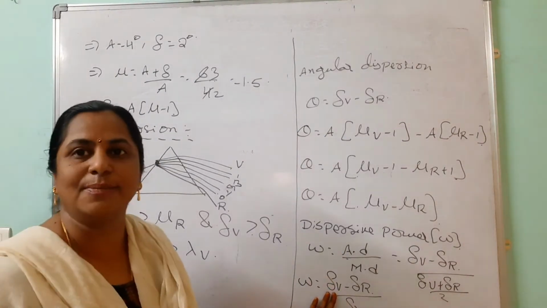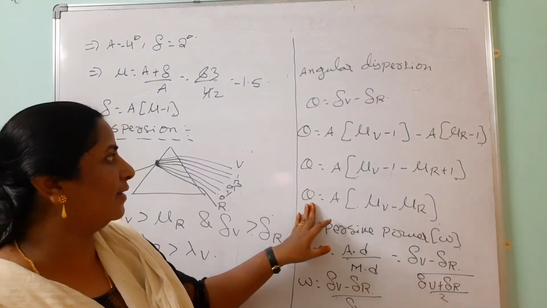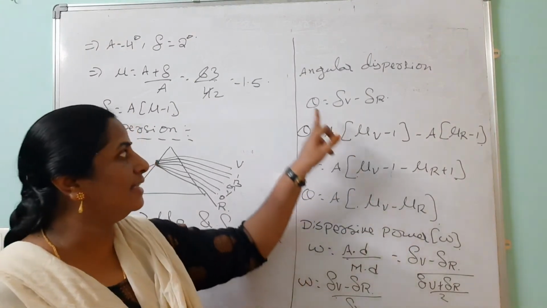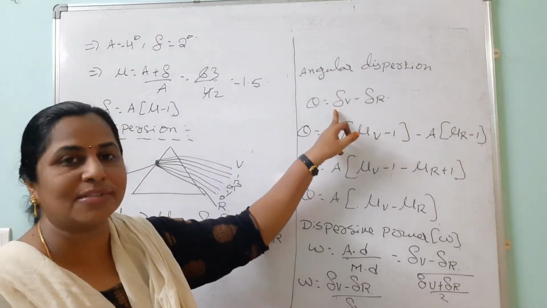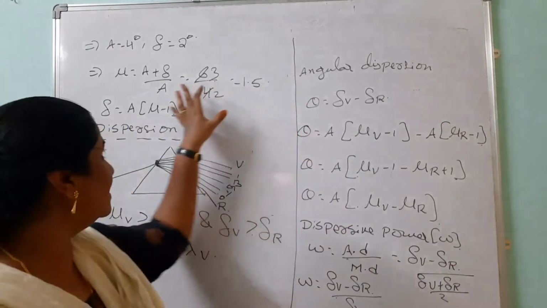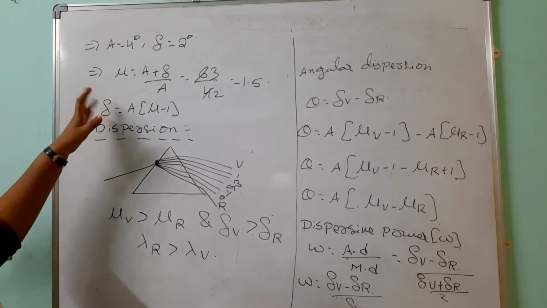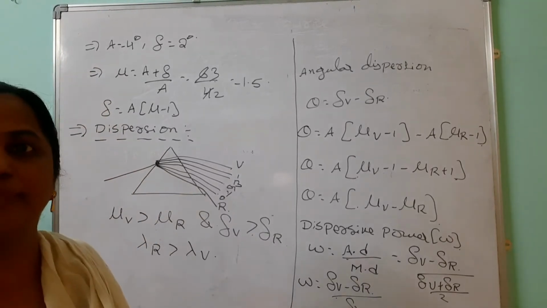So this is the dispersive power and this is the angular dispersion in terms of angle of the prism and refractive index. This is the angular dispersion in terms of deviation of the colors, and this is about the normal formulas for small angled prisms, how to find out the angle of deviation. These are the formulas based on this.